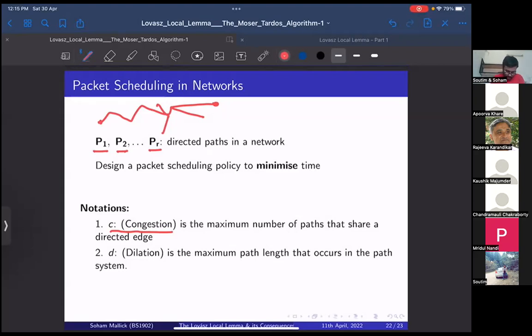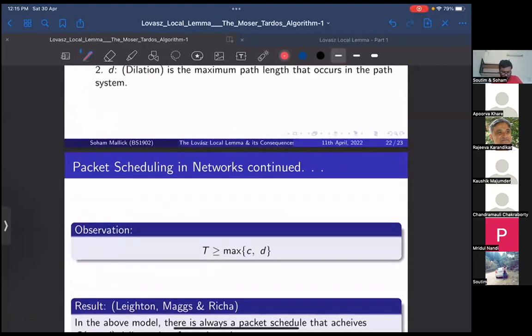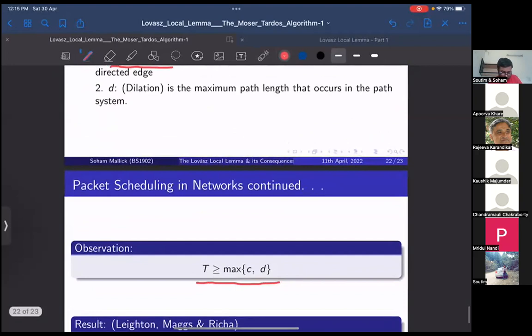And we have something called the dilation, which is the maximum path length that occurs in the path system. So essentially it is the maximum among these. So if a particular packet has to travel a longer path, then obviously the time would increase, right? So using these two parameters, we have a very simple bound. So what is this bound? The time required T is greater than or equal to this maximum. So this is immediately clear, right? Because T obviously has to be greater than or equal to D, because one packet has to travel a path of maximum length.